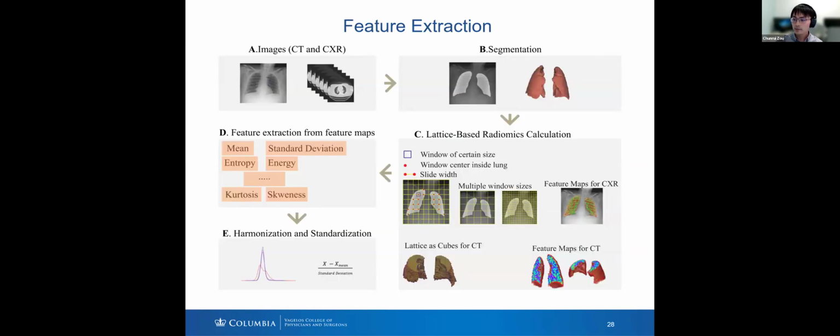In dealing with the high dimensionality issue in longitudinal multimodal data, firstly, the CT and chest X-ray images were segmented for lung regions. We then extract radiomic features based on the lattice-based radiomics method in the lung region. 271 radiomic features were extracted from each CT image, and 261 were extracted from the chest X-ray image. These features were then harmonized and standardized.